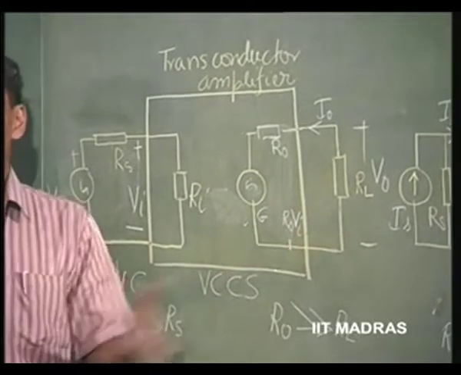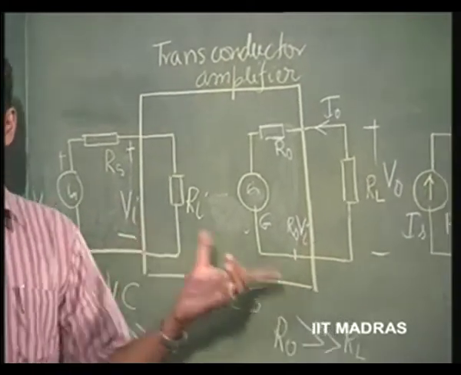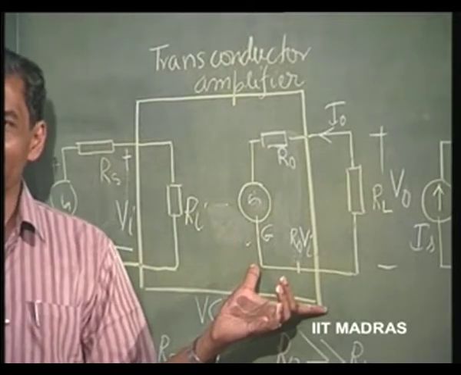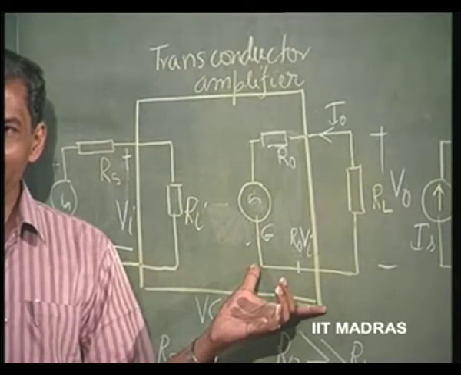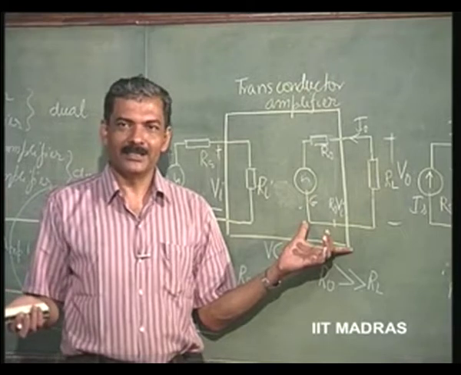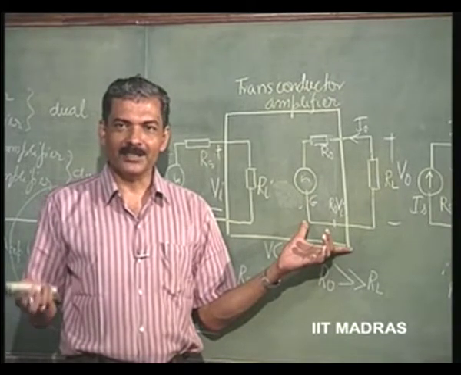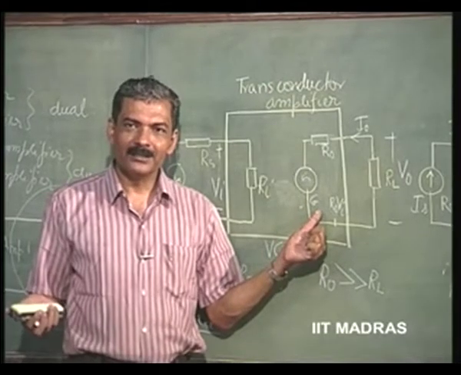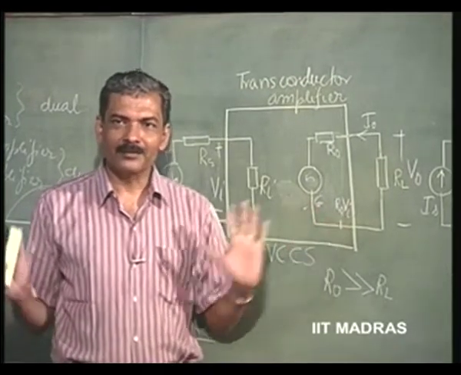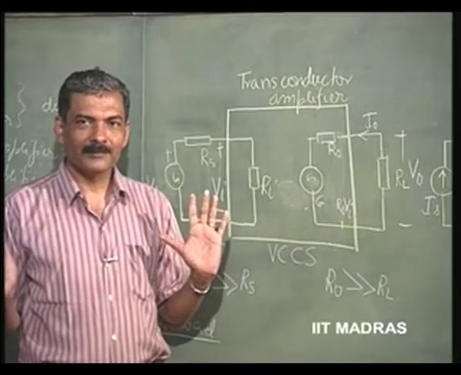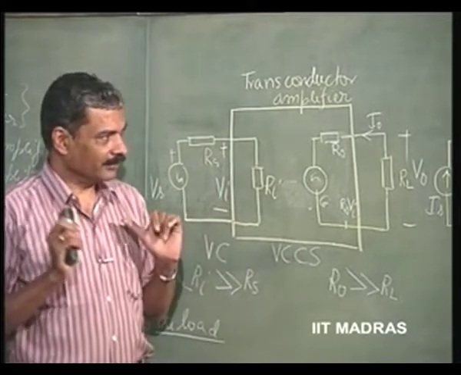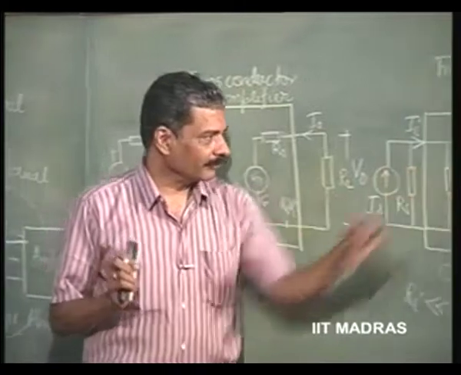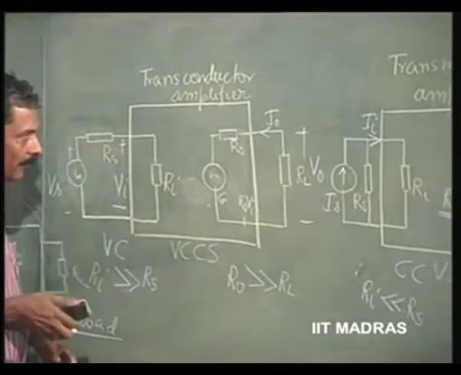So, now we have already evaluated for such a voltage controlled voltage source the voltage gain and current gain. Okay. So, the same expression is valid for voltage gain and current gain, except that K has to be replaced by G times R naught. Is this clear?